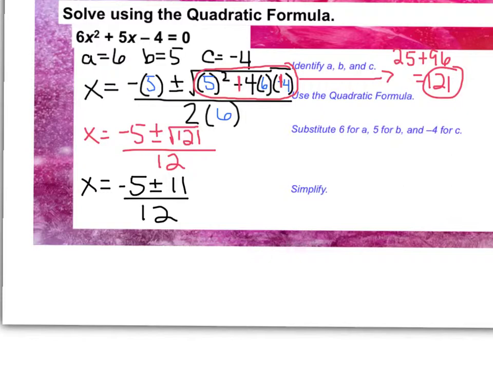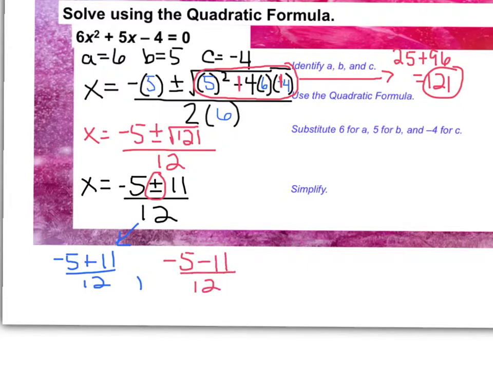You would think this is our final answer, but it's not, because of the plus and minus in the middle. That means I need to split off into 2, one that has a plus and one that has a minus, to simplify. So we're going to do that here. I'll do the one with the plus first. That's negative 5 plus 11, divided by 12. And we have the minus, which is going to be negative 5 minus 11, divided by 12.